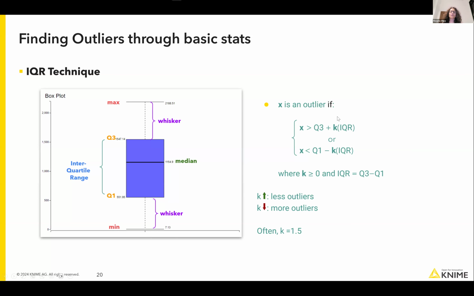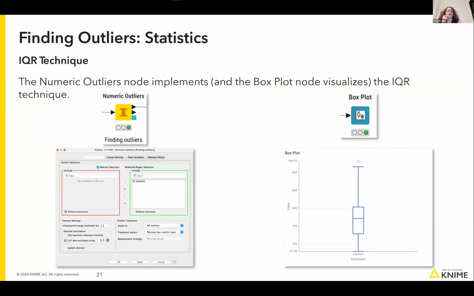Of course, the value of k defines how tolerant you are to outliers. A low k allows you to discover more outliers. A high k allows you to discover only some outliers. So of course you can play a bit with this factor k and become less or more tolerant in discovering outliers. Usually k is defined as 1.5, but you can choose whatever you want depending on how strict you want to be. So this interquartile range technique is implemented by the numeric outliers node, and the box plot is implemented by the box plot node.